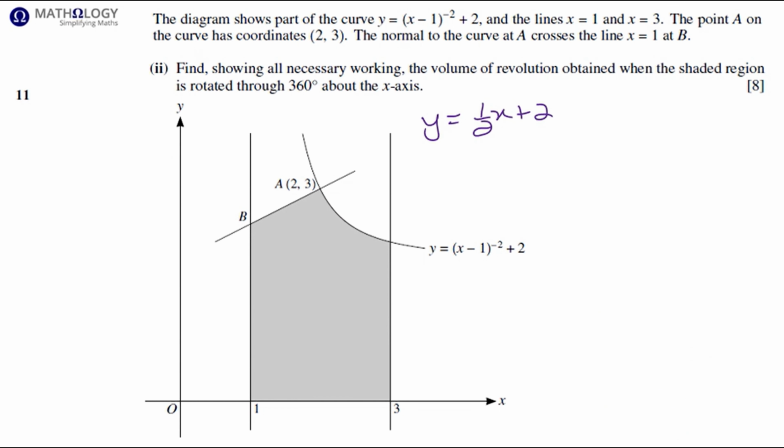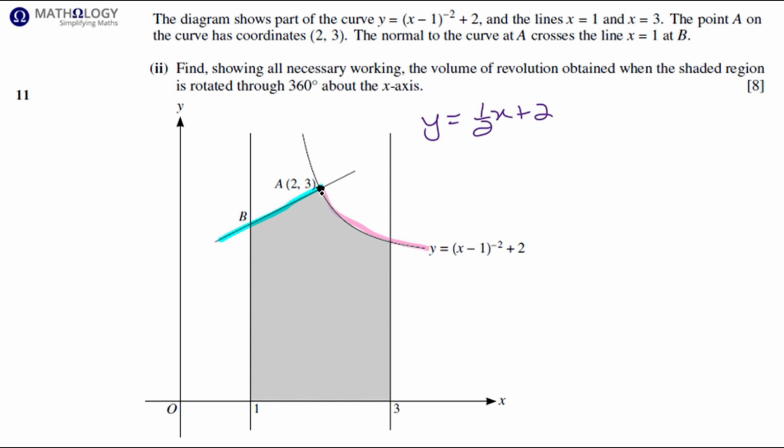To find the volume of revolution obtained when the shaded region is rotated 360 degrees about the x-axis. Now the first thing to notice about this is that we don't have a smooth curve. We have a straight line, which is the normal AB, and then we have the curve y equals (x minus 1) to the minus 2, plus 2. Now the problem here is that at this point we have a discontinuity. That means we cannot simply integrate between x equals 1 and x equals 3 because we have two different curves. We have a straight line, then we have a curve.